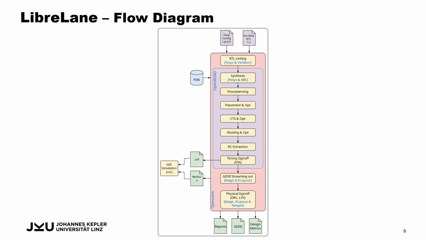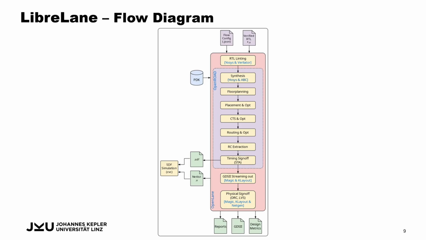So this is the flow diagram. We input our Verilog design, for example, and a config JSON file. So in this JSON file, we have the die area, we have the area utilization, we have the clock timings and stuff like that in there. So, for example, what is my clock port, what is my clock period, and stuff like that. Then we do a linting of this Verilog code with Icarus and Verilator. And then we basically use OpenROAD.